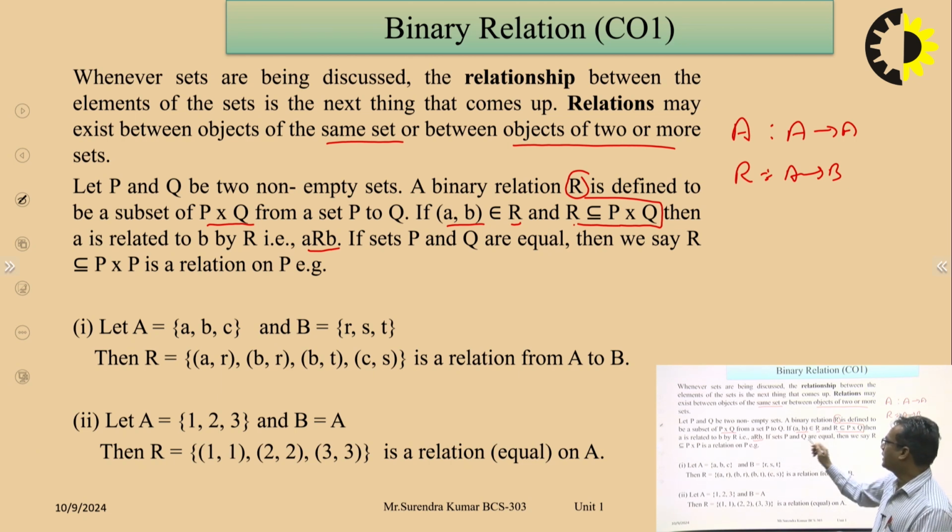If sets P and Q are equal, then we say R is a subset of P cross P, or R is a relation on P.